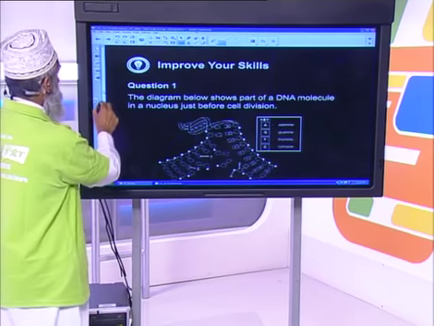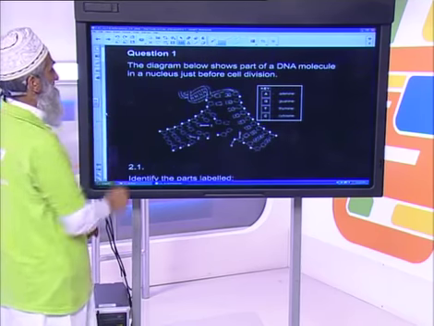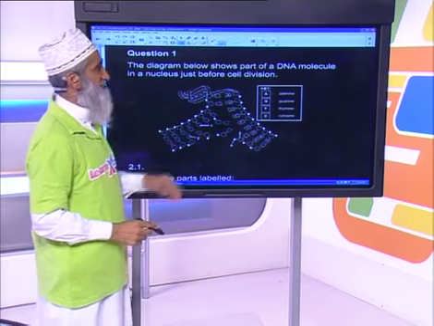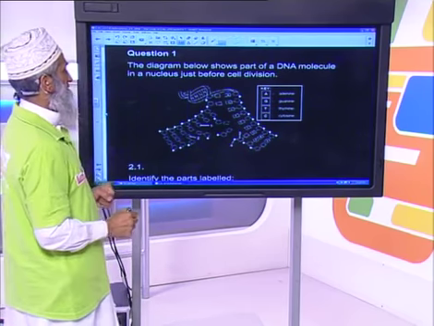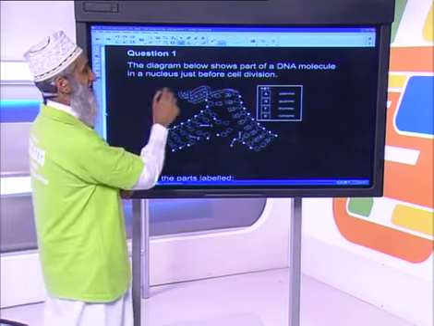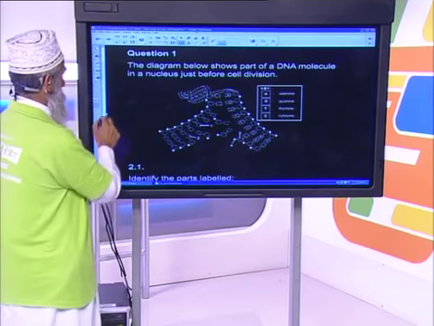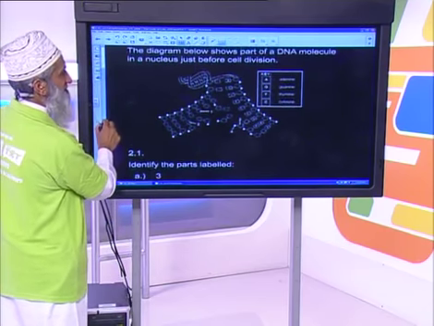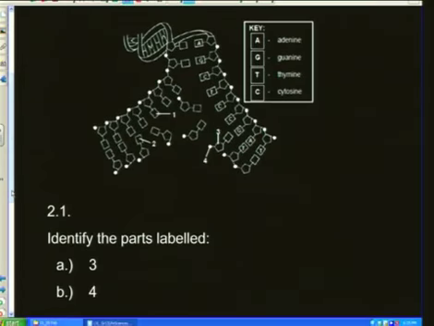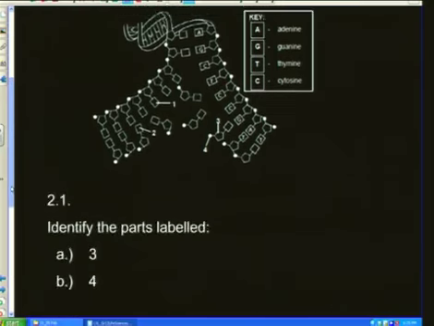The next question says, the diagram below shows part of a DNA molecule in a nucleus just before cell division. They've given you a key there. You can see what's happening here: this molecule is splitting. So identify the parts labeled 3 and 4.